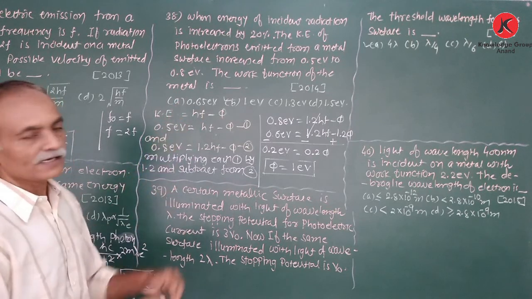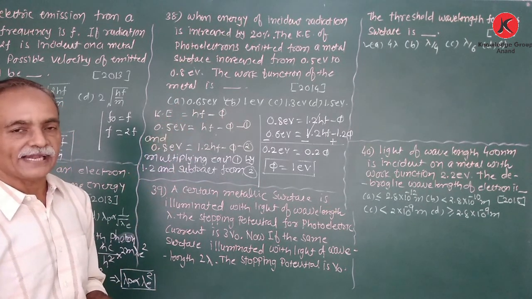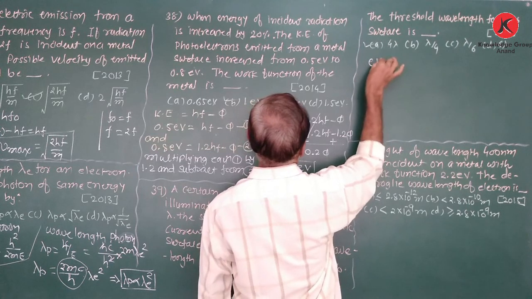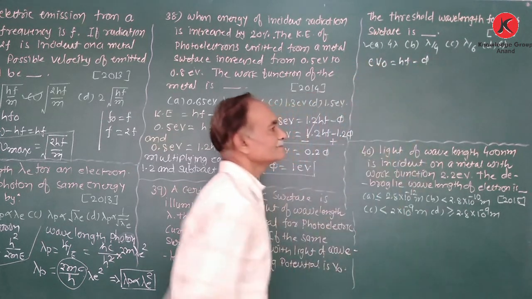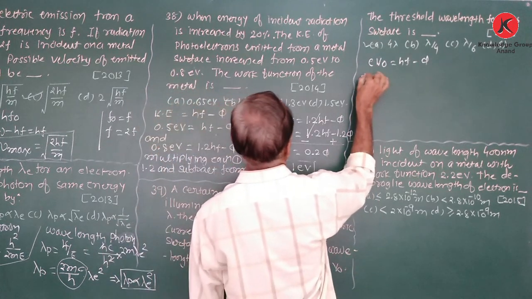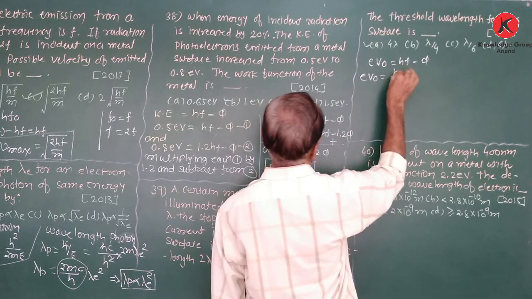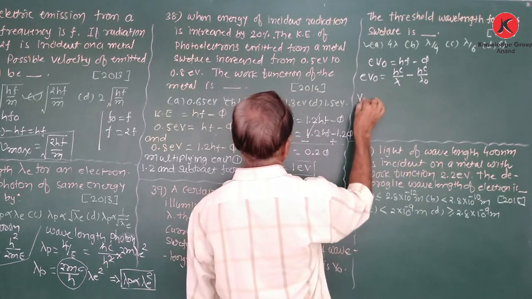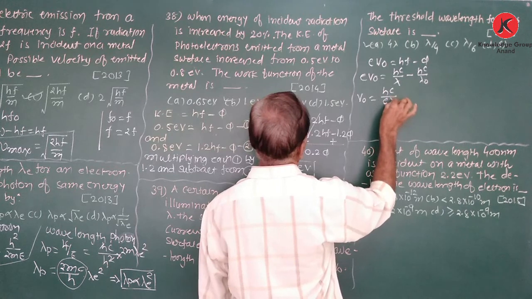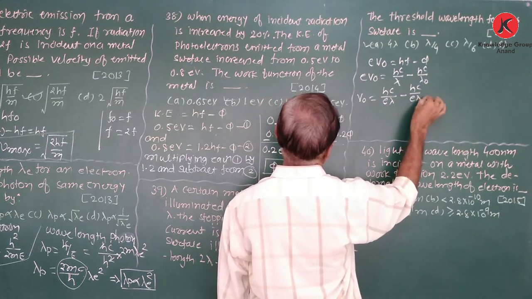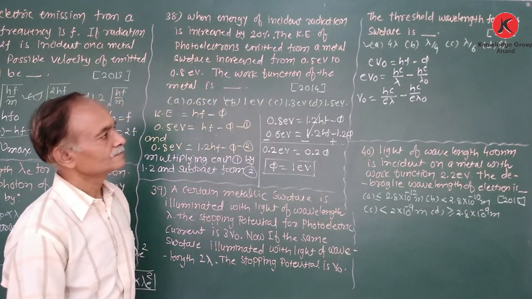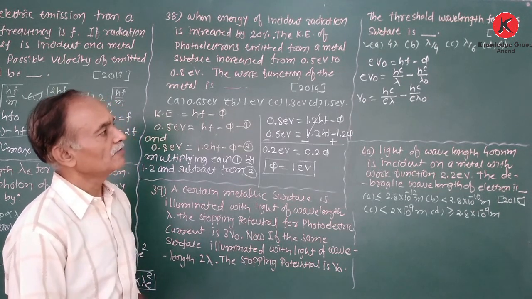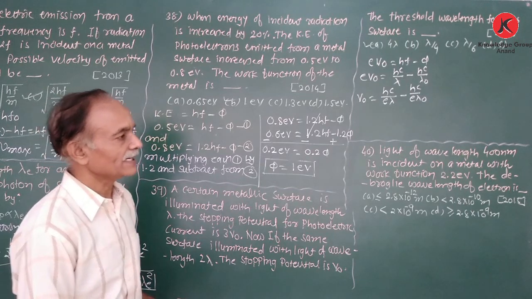So again, the same equation, Einstein's equation: maximum kinetic energy is equal to hf minus phi, which is equal to eV0. Therefore, eV0 is equal to hc upon lambda minus hc upon lambda 0. Therefore, stopping potential V0 is equal to hc upon e lambda minus hc upon e lambda 0. So, that is our equation of stopping potential. We require the threshold wavelength, lambda 0.